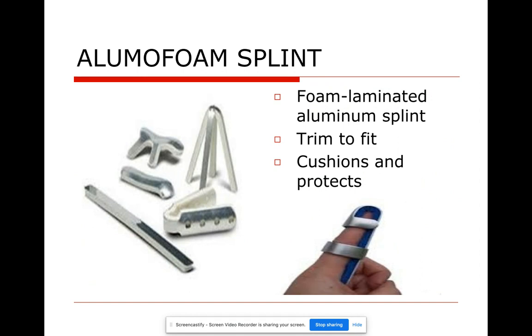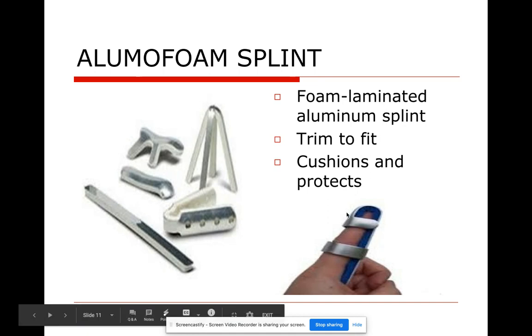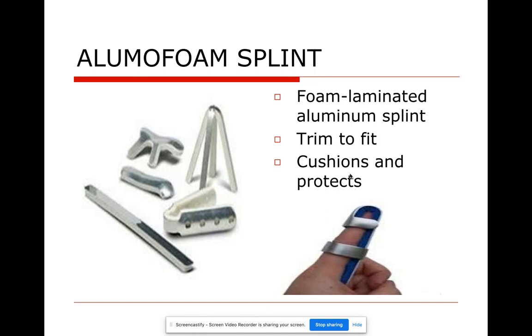Next is alumifoam. Alumifoam is usually used for fingers. It's a foam laminated aluminum splint, so you can see the foam on the inside to provide cushion, and then the aluminum outside to provide protection. So you could trim it to fit the finger, because everyone has different size hands, and then it cushions and protects via the foam and the aluminum. Typically, again, used for fingers. Like jam fingers, broken fingers.